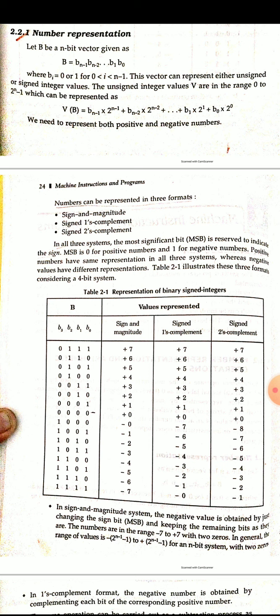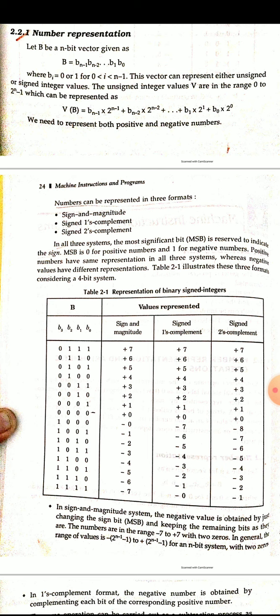Therefore V(B) = b(n-1) times 2 to the power of n minus 1, plus b(n-2) times 2 to the power of n minus 2, and so on, plus b1 times 2 to the power of 1, plus b0 times 2 to the power of 0. We need to represent both positive and negative numbers.